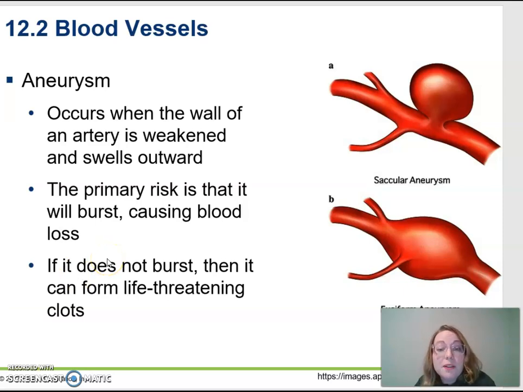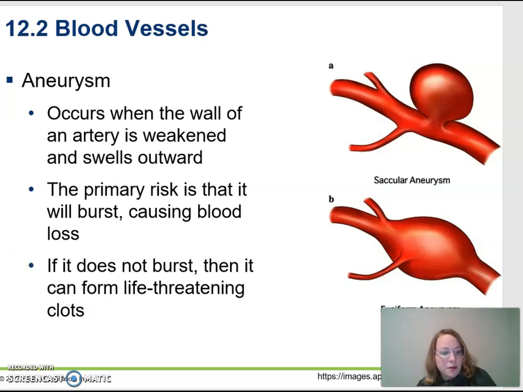So if you have too much pressure on a vessel, you can have what's called an aneurysm. So there, the vessel wall is weakened and it balloons out. So you might have headaches if this is in your head. I'm just showing a few types. So what can happen is if it bursts, you'll have huge blood loss, and it can be life-threatening. It can also form clots that can go around and cause like a myocardial infarction, a heart attack, or pulmonary embolism, stroke, etc.